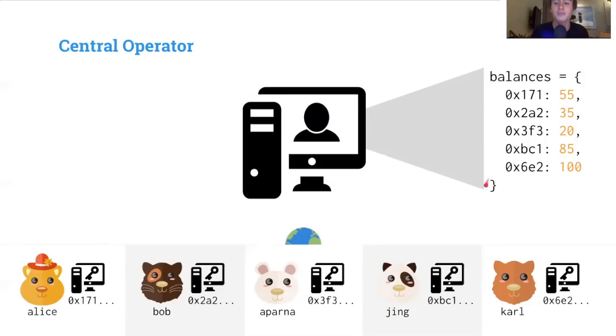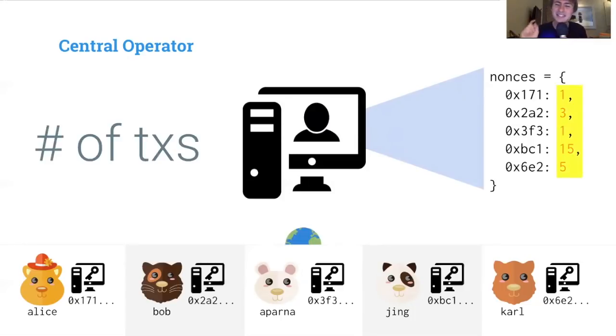They are storing, of course, balances. These balances represent the money, how much money everyone has, right? $55, $35, etc. And they're also storing nonces. These nonces are not nonsense. They are the number of transactions that everyone has sent. So, for instance, Alice, the first one, has sent one transaction, and Bob has sent three transactions, and so we're keeping track of this number, and we'll explain why a little later.